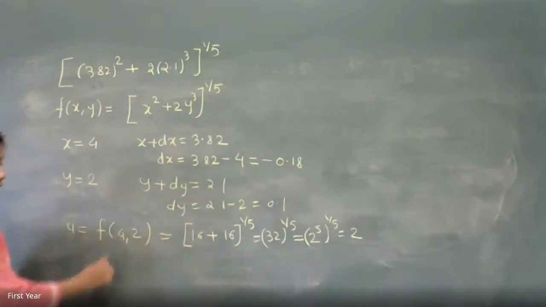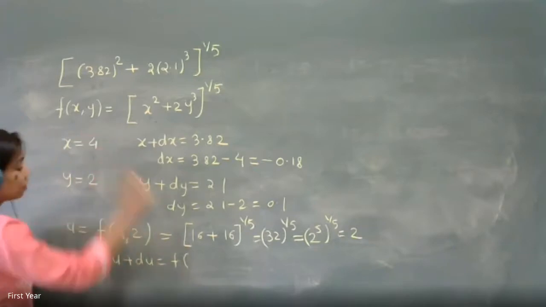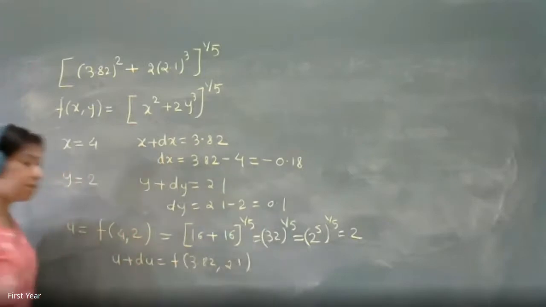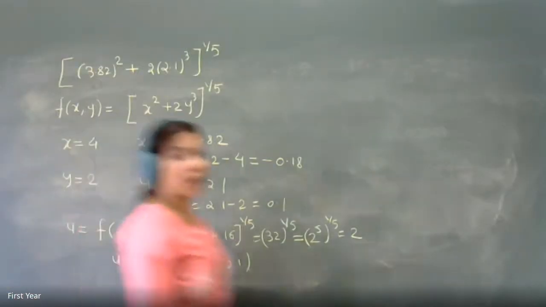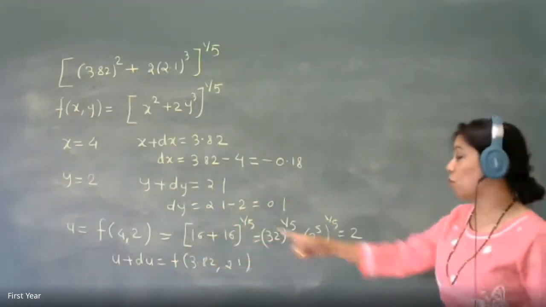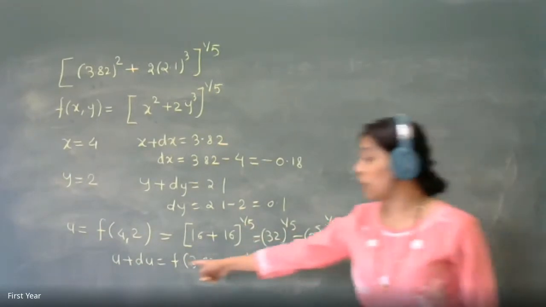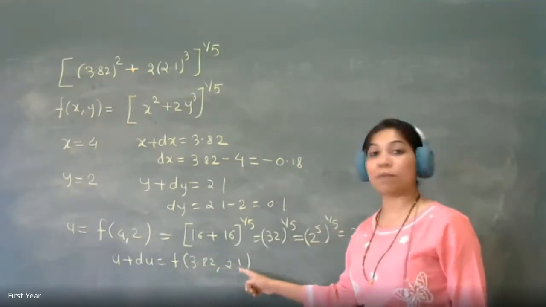So value of this. Now I want u plus du to be equal to f of 3.82 comma 2.1. समझ में आया? How did I change it? ठीक है ना? Yes, ma'am. Yeah, so I have to calculate now du. I know what is u. u is f of 4 comma 2, and I have to find what that du, the change in u, should be, so that I will get the value of f of 3.82 comma 2.1. क्योंकि यहाँ पे x plus delta x होगा और y plus delta y.